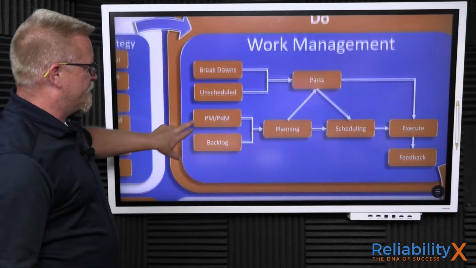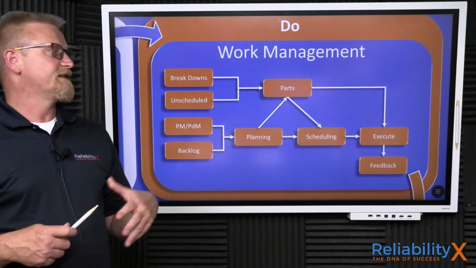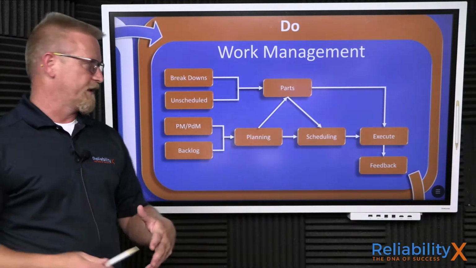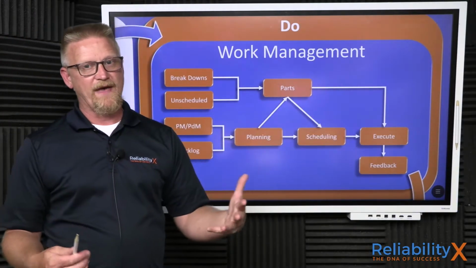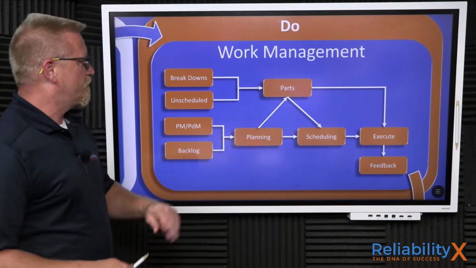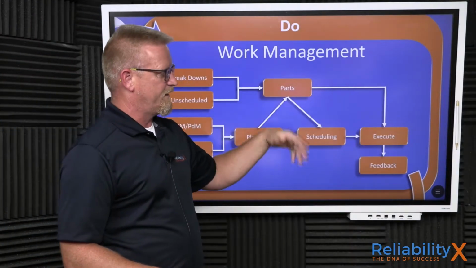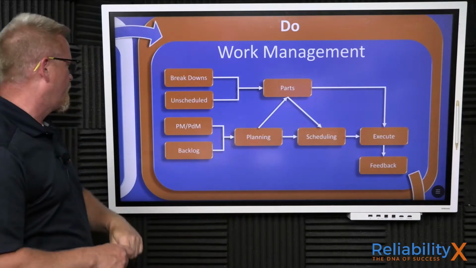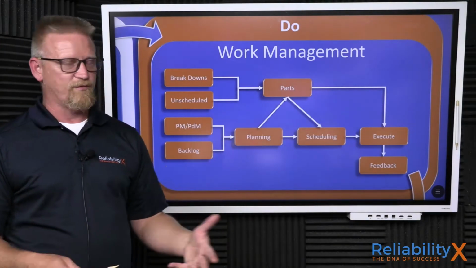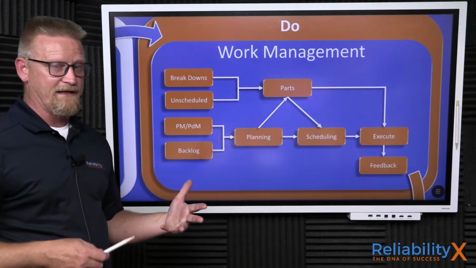We then move into the do section of our plan, do, check, act cycle, and this is where we manage the work. And in most cases, this is our maintenance organization managing it through the CMMS. However, we still have to manage the operation side. So these are things like breakdowns and unscheduled work where we send people out, they get their parts and execute if there's parts. And then we have things that are system generated, like preventive maintenance and predictive maintenance work orders, and things that come out of our backlog that can be planned and scheduled.